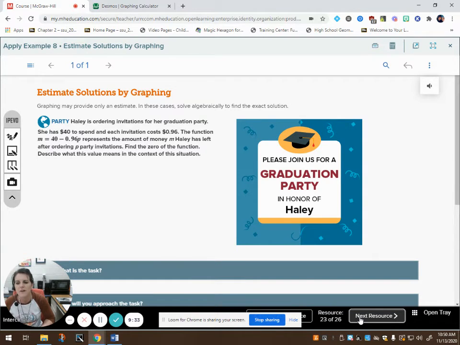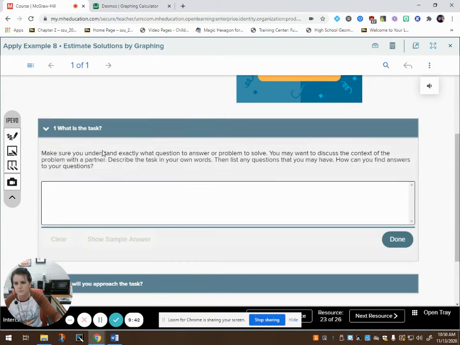Find the 0 of the function. Describe what this value means in the context of this situation. So part 1 says, well, what even is the task? What are we trying to figure out here? Well, what we're trying to figure out is the 0 of the function. I need to find the 0 of the function and describe what it means in terms of this problem.